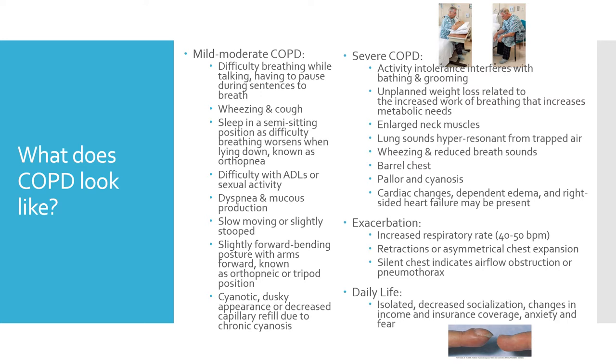They can get dyspneic and have an increase in their mucus production if they're coughing a lot more frequently. They're moving slower, or maybe slightly stooped over, trying to breathe and open that airway. There are little things that they may not notice that they're doing, and these are symptoms that we're going to need to ask about. If they're slightly forward bending in this posture, with their arms forward, that's the orthopneic or tripod position seen in this picture at the top.